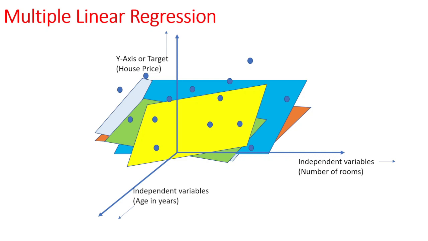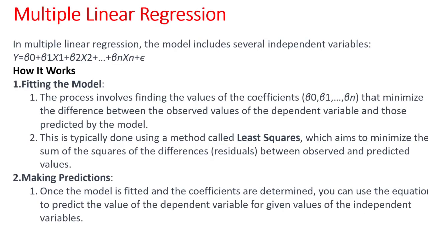So again, you might be wondering, is it a mathematical calculation that needs to be done? Yes, but there are some smart mathematicians before us who already figured out what that math is, and I will be sharing that shortly. So essentially, in multiple linear regression, the model includes several independent variables. Like in our example, it was the house age in years and the number of rooms in the house that could determine the house price.